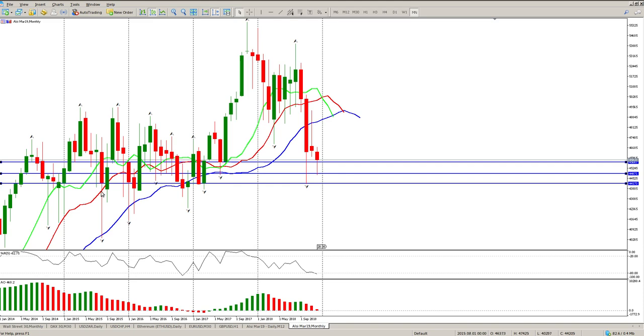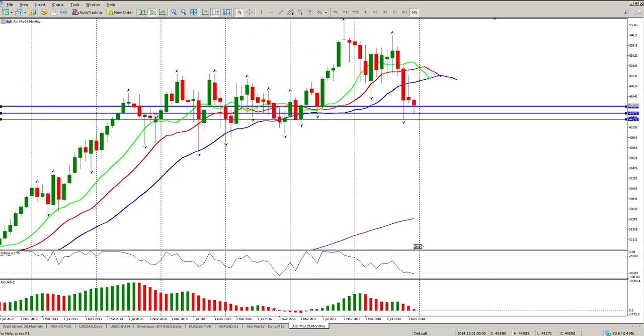So this middle line where we bounced off, you can see how significant that is. We've got 1, 2, 3, 4, 5, 6, 7, 8. Then we try to break through it, and now we're busy with 9. So that's 9 tests at this level, and currently this level sits at 44,871.